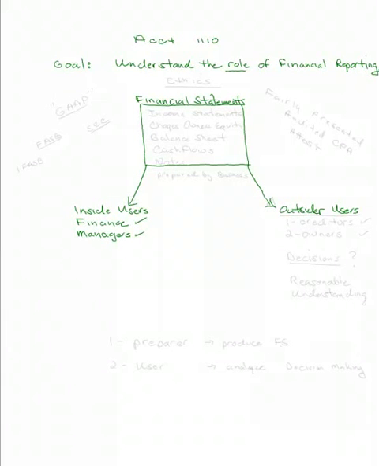So in Accounting 1110, our focus will not be on inside users. Our focus will be on outside users. And there are two groups of these we'll focus our attention on. One is creditors, people who might be willing to lend us money. And two, potential owners, people who might be willing to become owners with us.